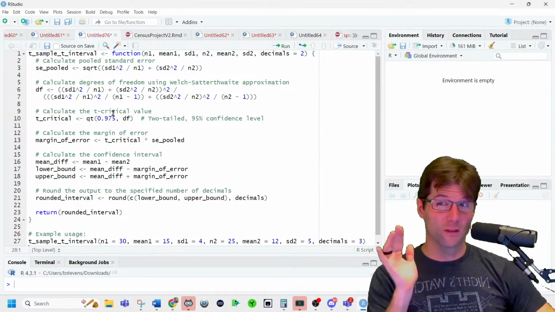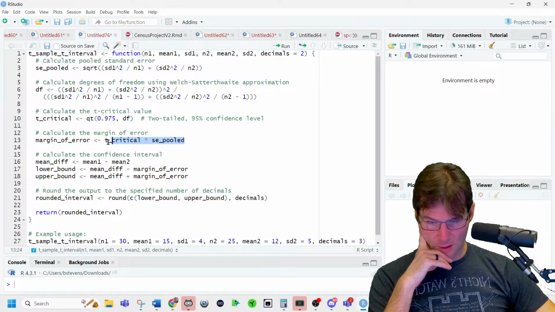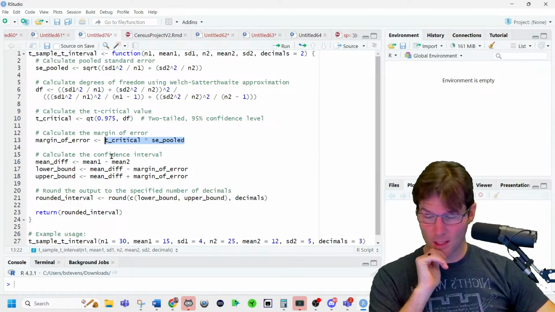That's because 2.5 would be neither tail. There we go. It's two-tailed. It even tells us that. Calculate the margin of error. So there's the margin of error: t times the standard error.